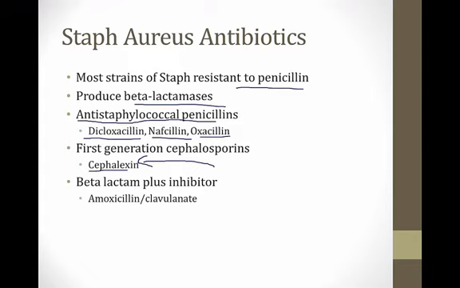And then finally, you can administer certain beta-lactam antibiotics plus an inhibitor of beta-lactamases. So for example, amoxicillin is a beta-lactam antibiotic, and you add the beta-lactamase inhibitor, clavulanate, and then the drug will work to cover Staph aureus.